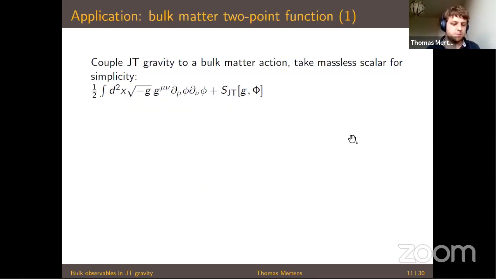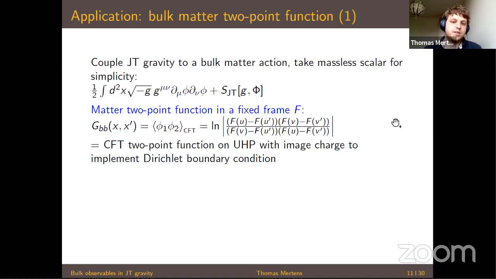Now, to actually supply these operators to begin with, I will couple JT gravity to a bulk matter action, and I will take massless scalar fields for simplicity. So we take the previous JT gravity action that depends on the metric and the dilaton as before, and then I just add a massless scalar field to it. And for instance, for the simplest thing we can compute, and the only thing that I will really talk about, is the matter's two-point function. So I just take the phi two-point function in this theory.